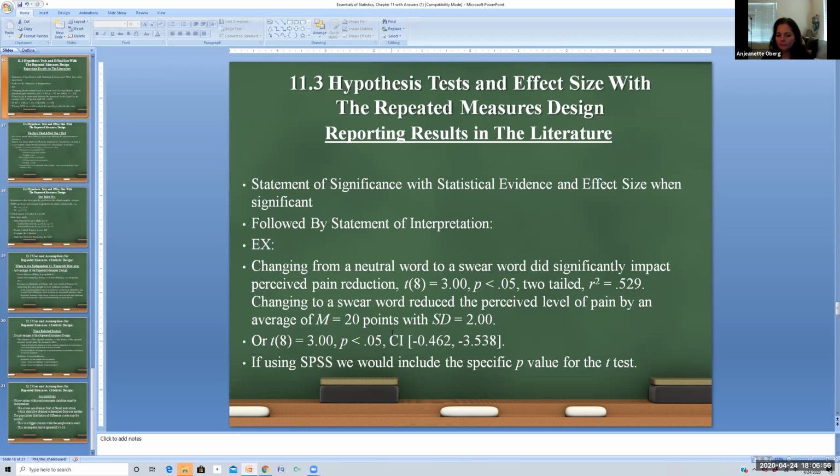And then we would have our statement of interpretation: changing to a swear word reduced the perceived pain level by an average of M equals 20 points with SD equals 2. Or you can say individuals, when swearing, had a reported pain level of such and such, compared to, or had a lower reported pain level compared to when they were not swearing, okay? You can say it a number of different ways, but essentially you're telling me whether it was significant or not, what the evidence was, who was higher or lower, and what your descriptive stats are, okay?